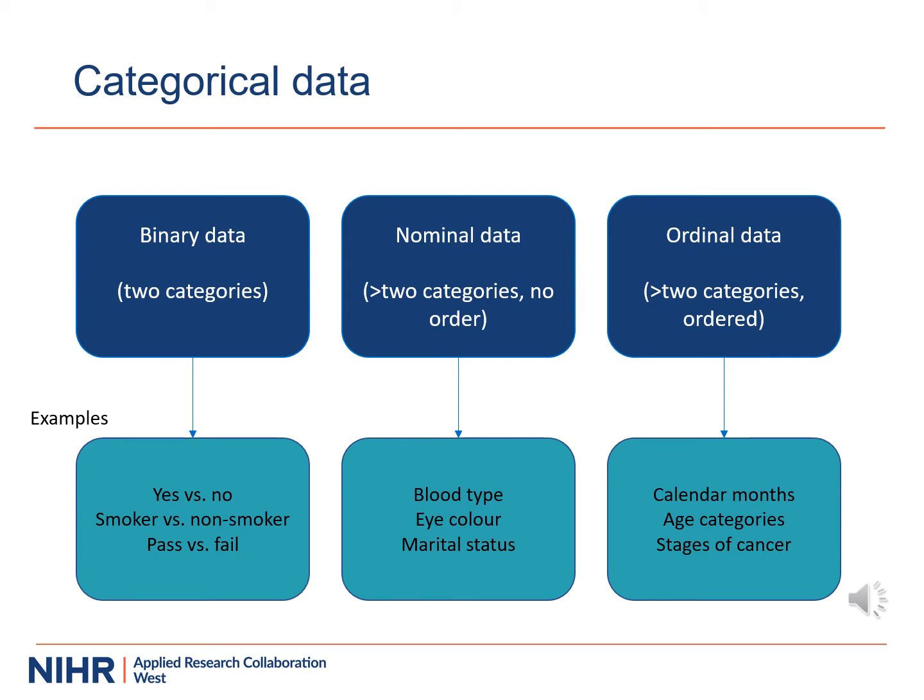There's binary data. This is when you only have two categories, for example, yes or no, smoker or non-smoker, and so on. Then there's nominal data. This is when you have more than two categories, but there's no natural order to the categories. For example, different blood types or different ethnicities. Finally, there's ordinal data. This is when, again, there are more than two categories, but with a clear order. For example, months of the year or age groups.